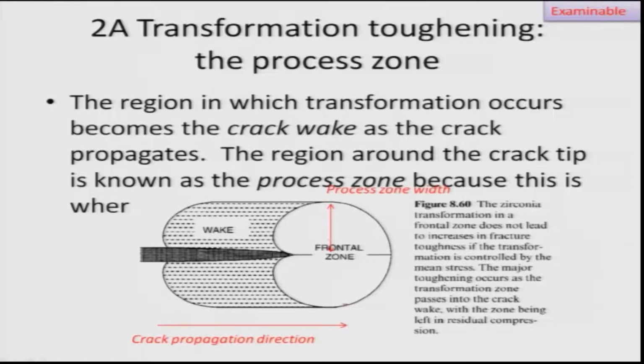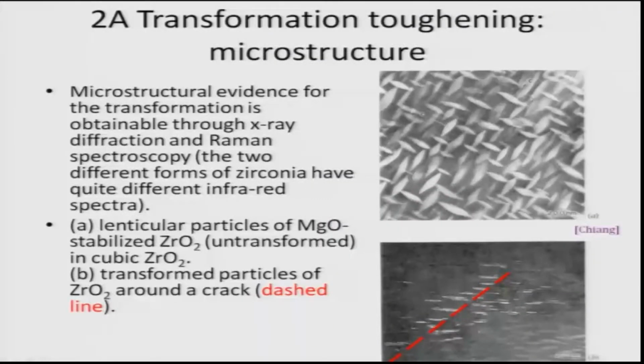So these are the transform zones which can actually increase the toughness of partially stabilized zirconium. Okay, these are the particles of zirconium oxide taken from another paper by Chiang et al. And it can be shown that lenticular stabilized zirconium oxide particles exist in this, and they can transform. Well, that is about the transformation toughening, and with this I conclude my lectures on this course.